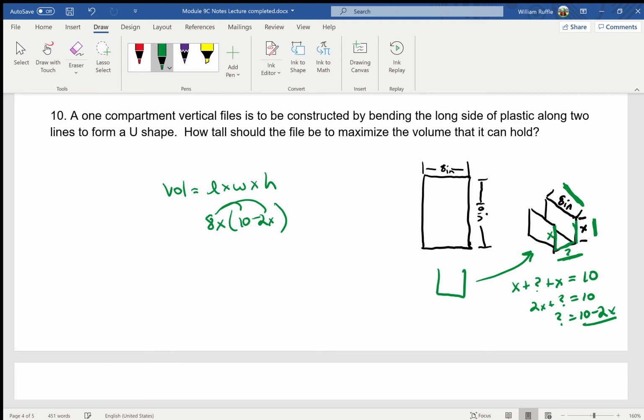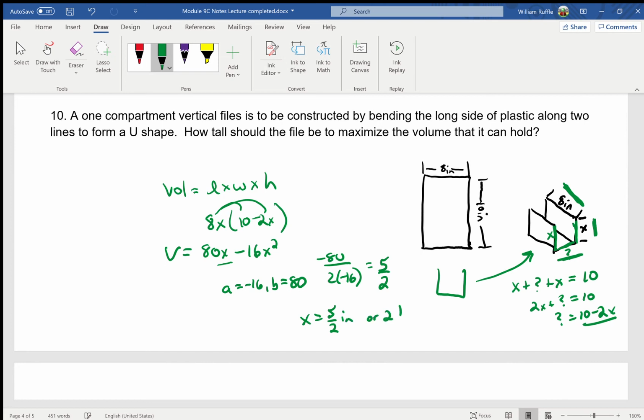So I distribute the 8x, and I get 80x minus 16x squared. I'm not going to rewrite this. A is negative 16, B is 80. So when I do negative B, that's negative 80 over 2 times negative 16, which reduces down to 5/2. And again, we maximized x, so x is equal to 5/2. Now you could write 5/2 inches or you could write 2.5 inches. It doesn't matter. It'll take the improper or the mixed. My preference is I would probably just do the improper number, so it's 5/2, but it does not matter.